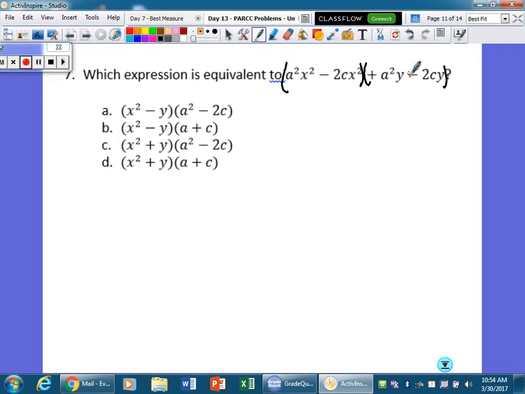I'm just going to get it started, and you're going to have to finish it. So if I look at my first group, I have a squared x squared minus 2c x squared. Well, the only thing it has in common is x squared. If I take out an x squared, what do I have left? I have a squared. I'm going to do a minus sign because that's what the problem is. I didn't take out a 2. I still have that c, and I took out x squared.